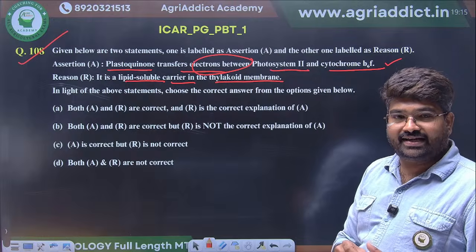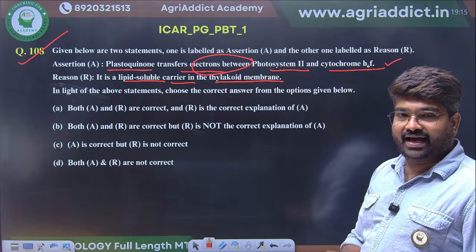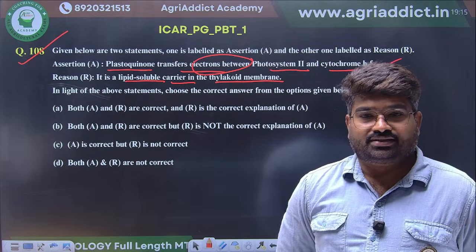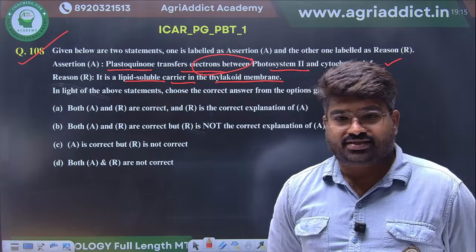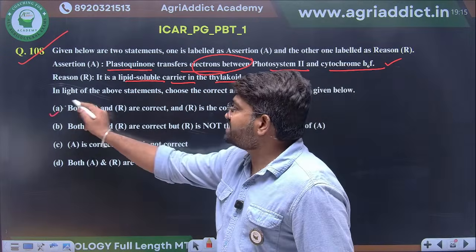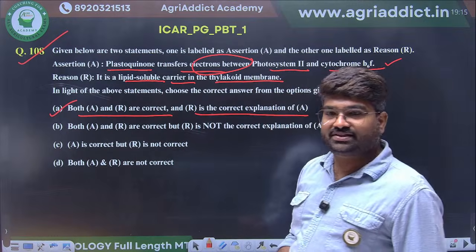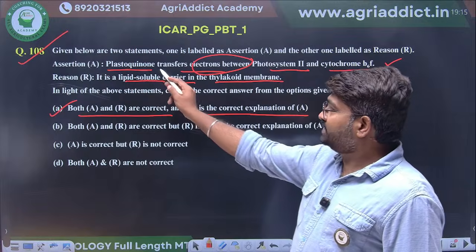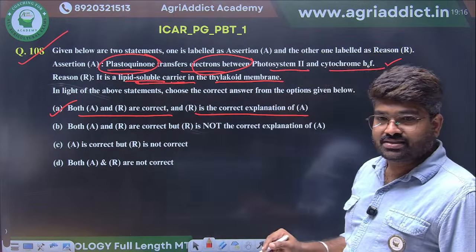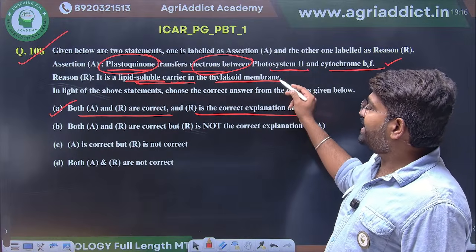What is the correct answer? Both A and R are correct, and R is the correct explanation of A. Correct, students. This is the correct answer. Plastoquinone is a lipid soluble carrier that will be present in the thylakoid membrane.